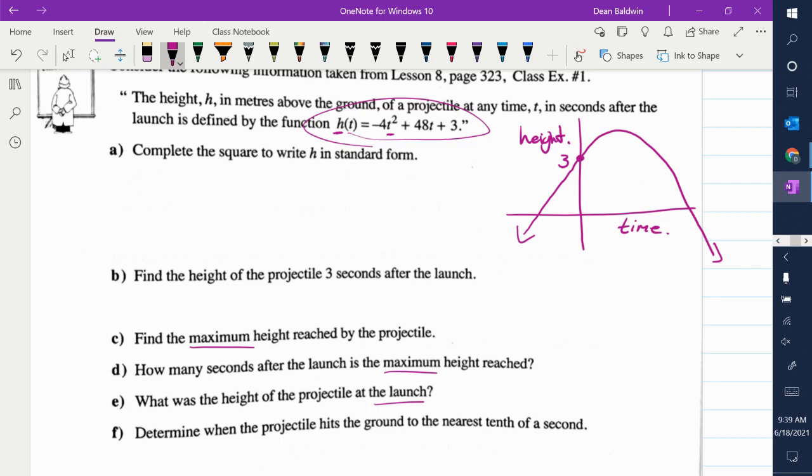Before we actually answer these questions, if I said, where is the max height? What point am I looking for? I'm looking for that point right there, which is the vertex, right? So when they say find the max height, they're saying find the vertex.